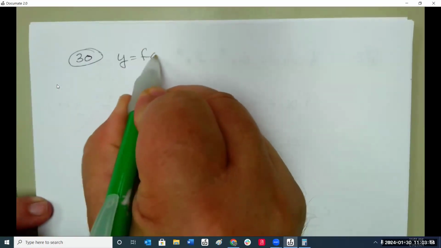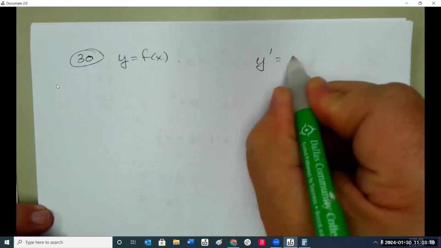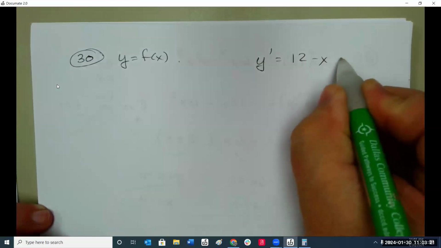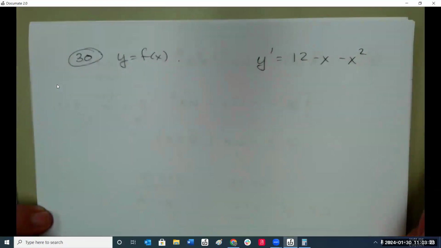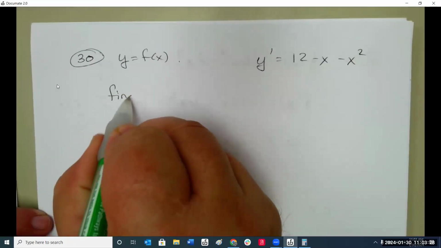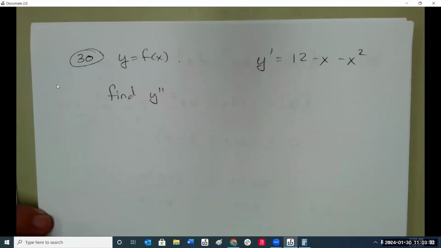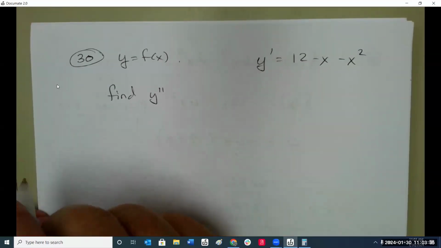Number 30. The first derivative of a continuous function y equals f of x is given. Find y double prime and then sketch the general graph.